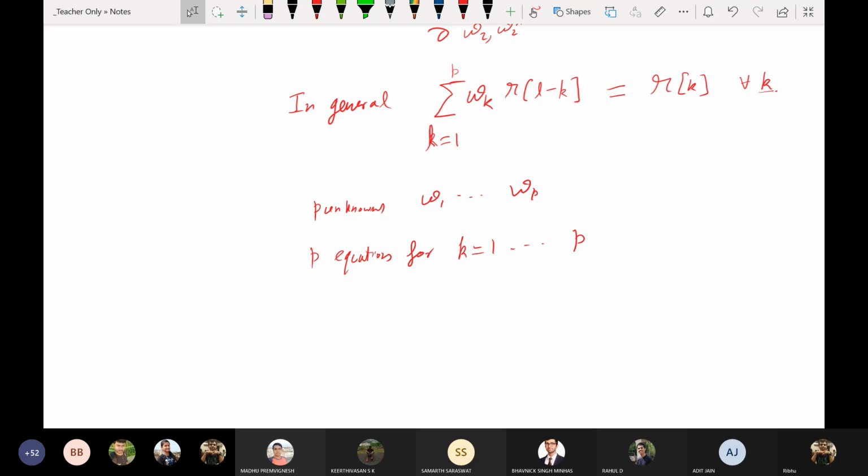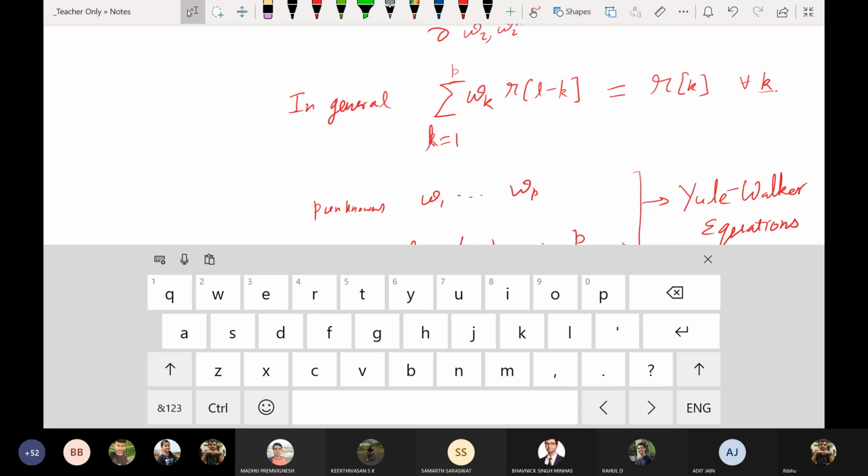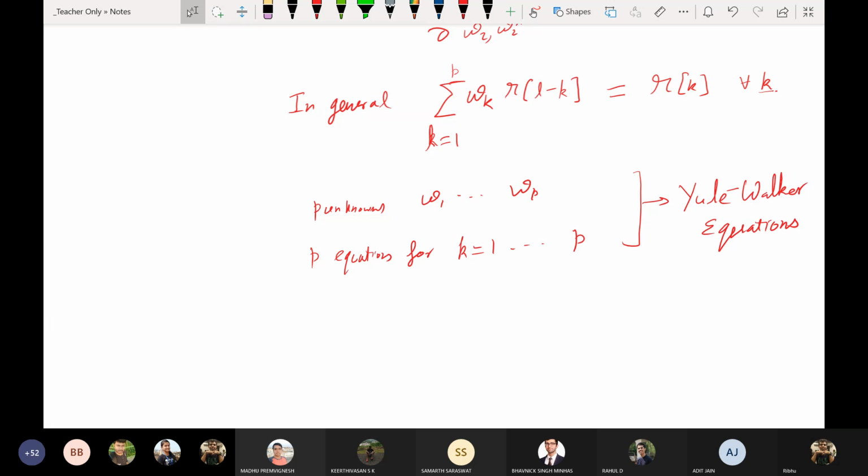First things first, let's have a formal name for these. These are called the Yule-Walker equations. How do we solve these? To answer that question, let's write things in vector notation.